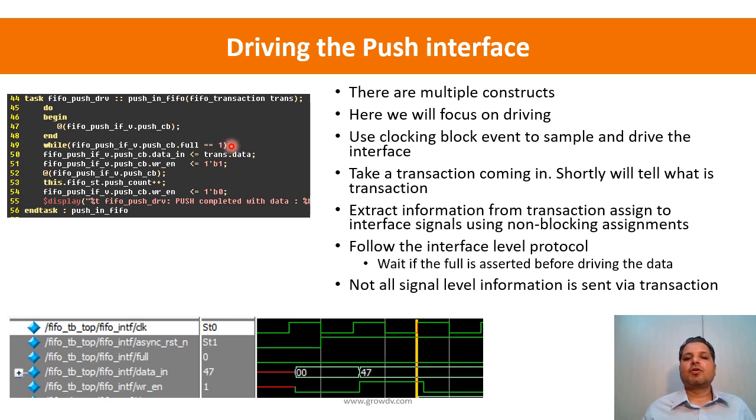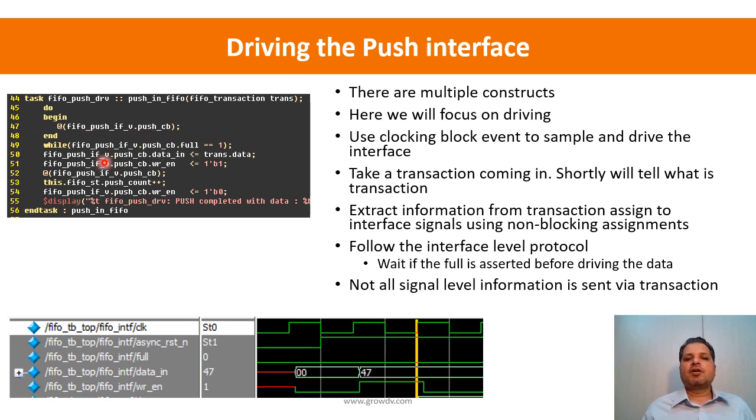So I'm checking if the full is asserted, and if the full is asserted, I will keep looping over here, because if the full is asserted, I don't want to do the push. I don't want to write into the FIFO, that will be an overflow, or the data that I push will get lost. So I'll keep waiting for it, and once the FIFO full is deasserted, at the beginning if I look at it, my FIFO full will not be asserted. So immediately I'll be able to come out of this loop.